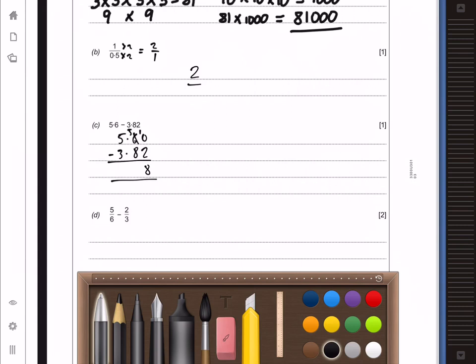10 take away 2 is 8. 5 take away 8 we can't do, so we borrow from there. 15 take away 8 is 7. Decimal point, 4 take away 3 is 1. So the answer for this question is 1.78.